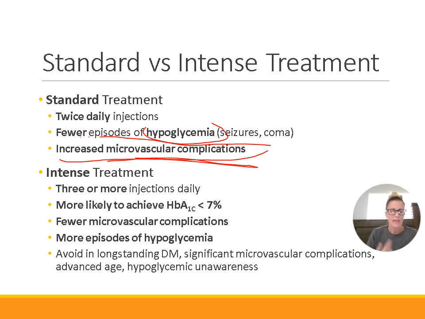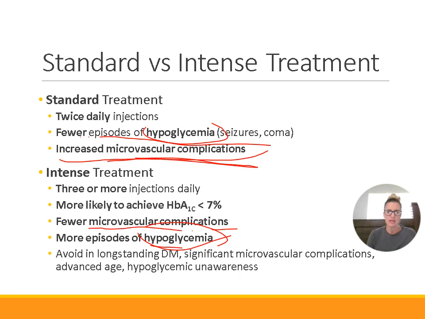Intense treatment is when patients use 3 or more injections daily. So like that 4-injection regimen that very closely resembled our natural insulin release, that would be considered intense treatment. This is more likely to have patients achieve that hemoglobin A1C of less than 7%. It's associated with fewer microvascular complications because you're controlling glucose so much better. However, patients do have more episodes of hypoglycemia.